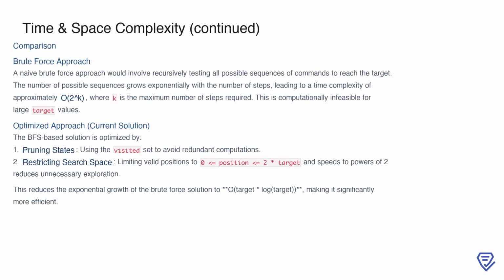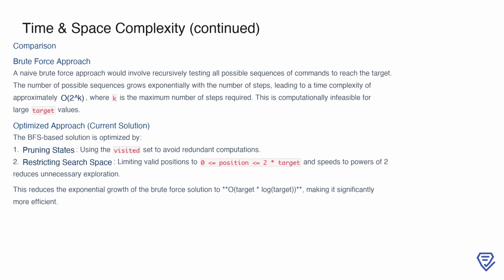Comparing this optimized BFS-based approach to a brute force solution helps highlight its efficiency. A naive brute force method would attempt to generate and test all possible sequences of commands to reach the target. Since the number of such sequences grows exponentially with the number of steps, the time complexity of brute force becomes O(2 to the power of k), where k is the maximum number of steps required. This exponential growth makes the brute force solution impractical for larger target values.